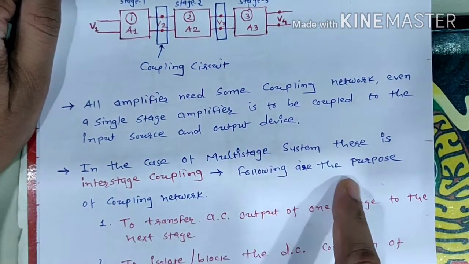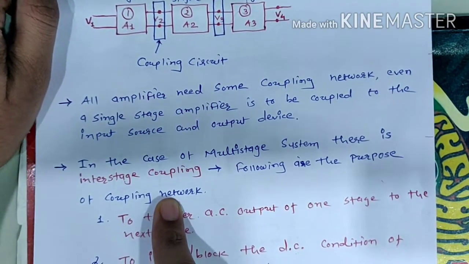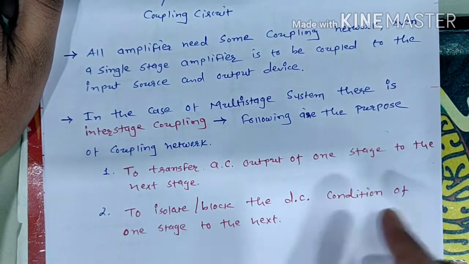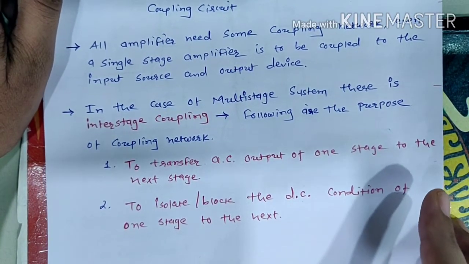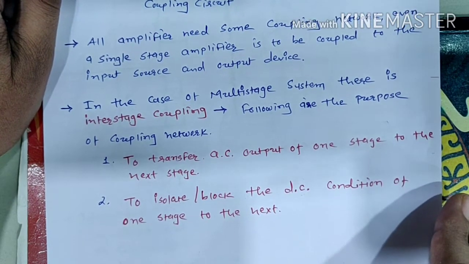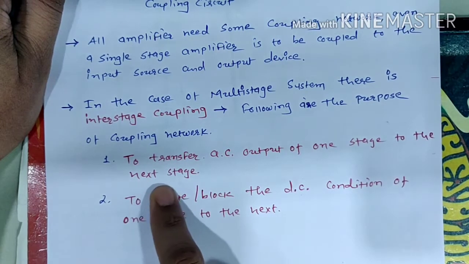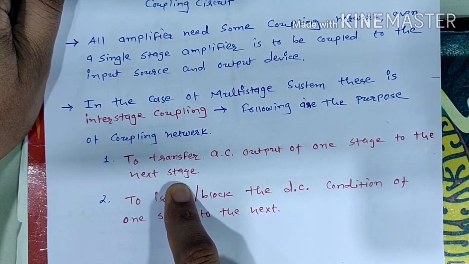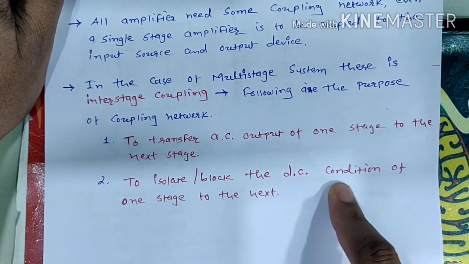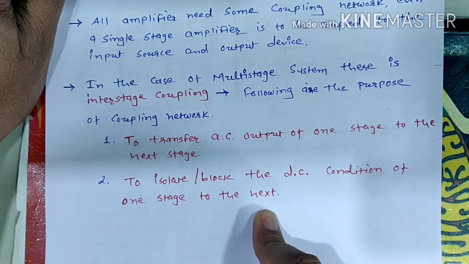The following are the purposes of a coupling network or circuit. Which are the main purposes of a coupling circuit in a multi-stage or a single stage amplifier? First, to transfer the AC output of one stage to the next stage. Second, to isolate or block the DC condition of one stage from the next stage.